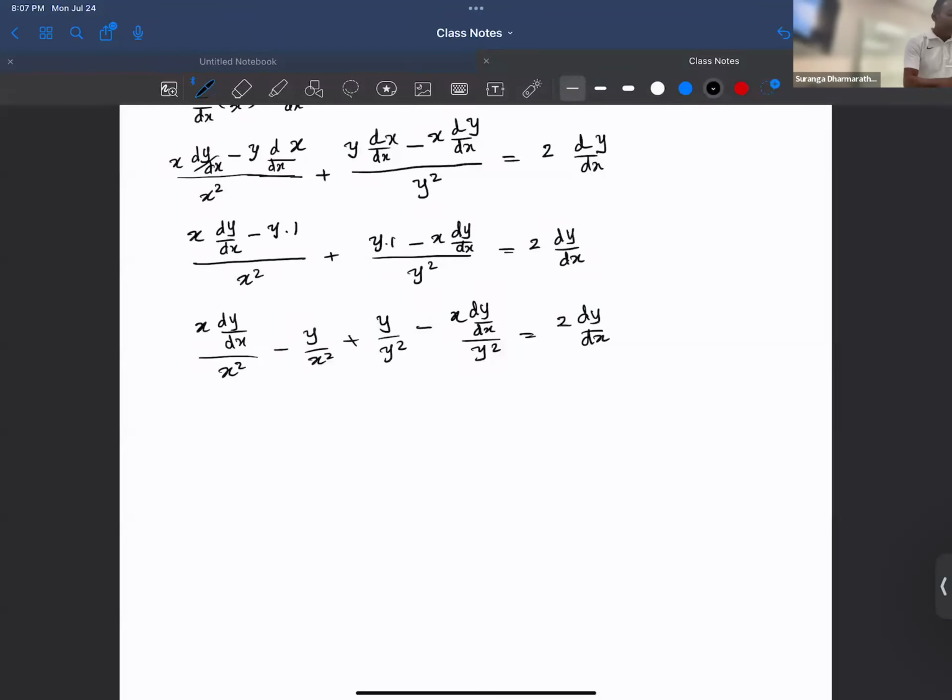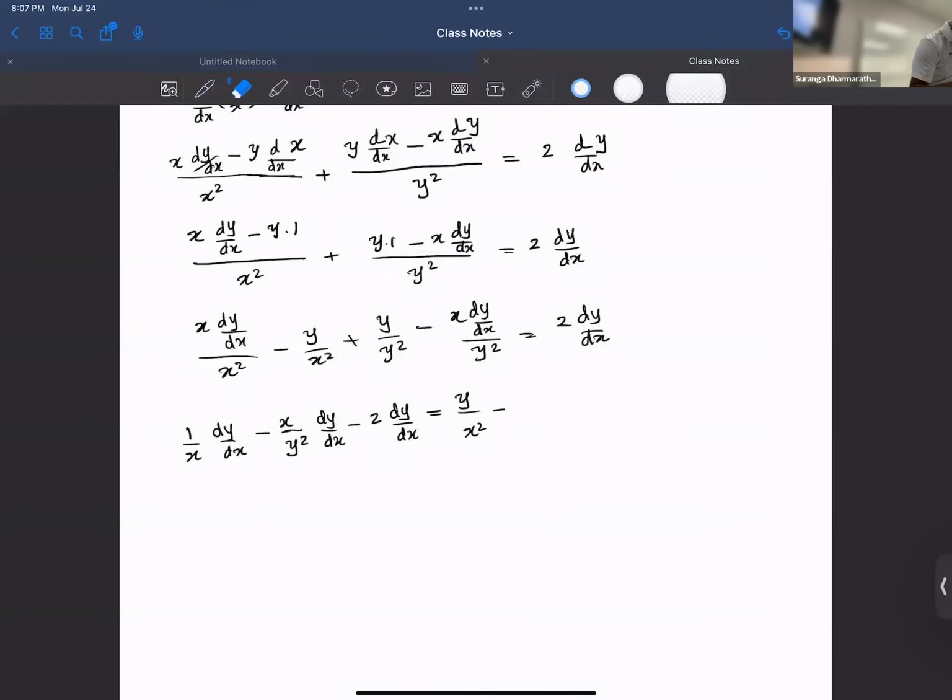Right? So if I take all the dy over dx terms, this is 1 over x dy over dx, minus x over y squared dy over dx, minus 2 times dy over dx, equals y over x squared minus y over y squared, or you can put 1 over y. That's it.